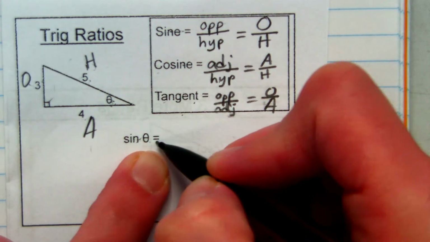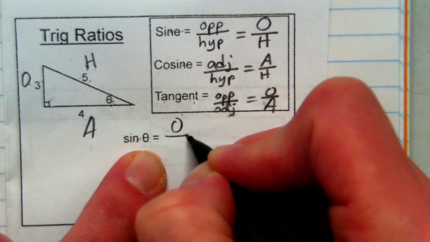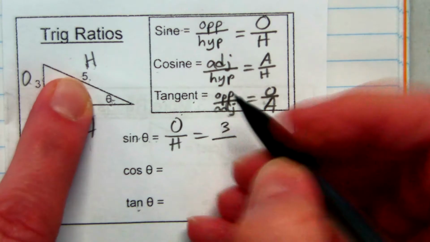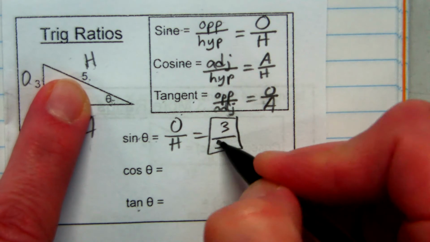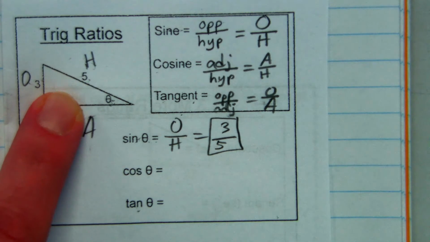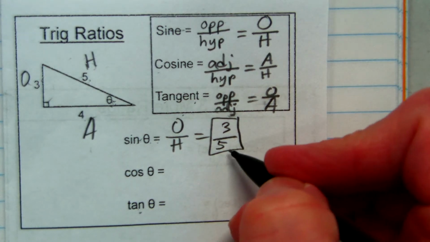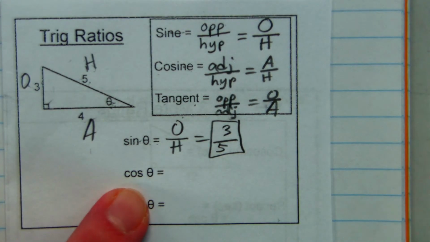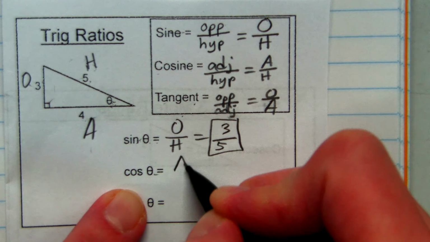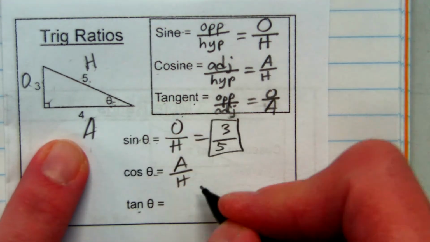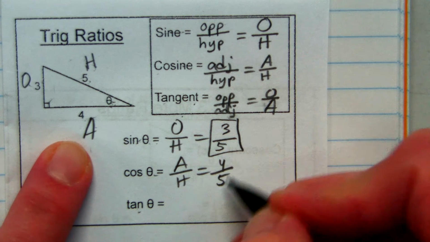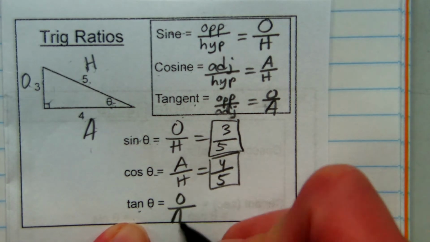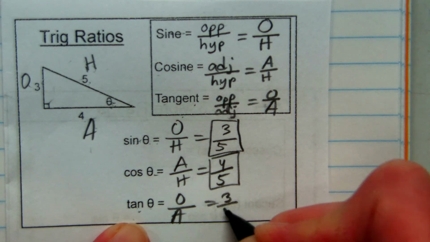Okay, so when we do sine of theta, sine is opposite over hypotenuse, so you go to your triangle. Opposite is 3, hypotenuse is 5, and you make a fraction. When we do ratios, traditionally we use fractions. And then if we need a decimal, we can convert that later. For cosine, we want adjacent over hypotenuse, so the adjacent we said was 4, over the hypotenuse, 5. And then tangent is opposite over adjacent, so that would be 3 over 4.